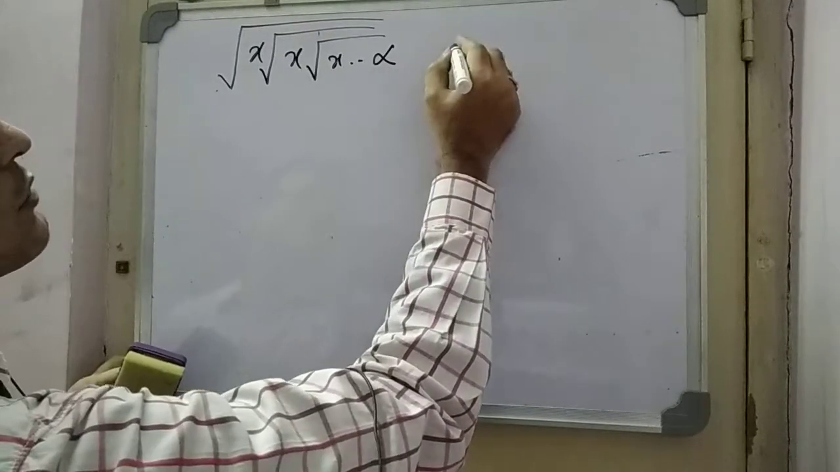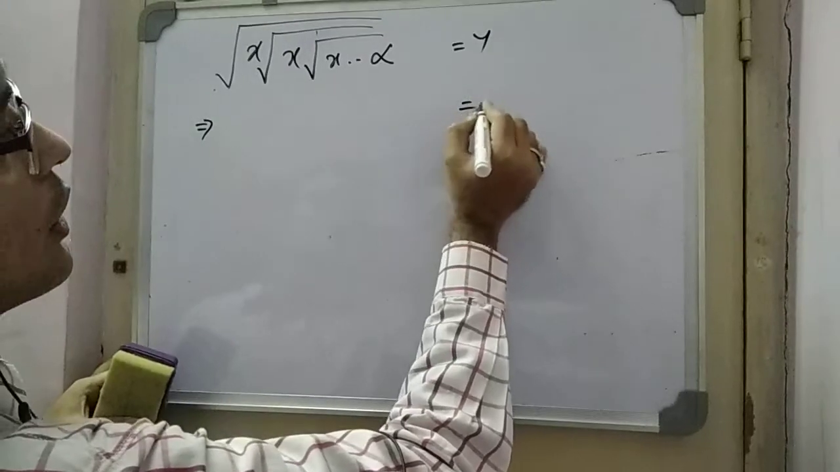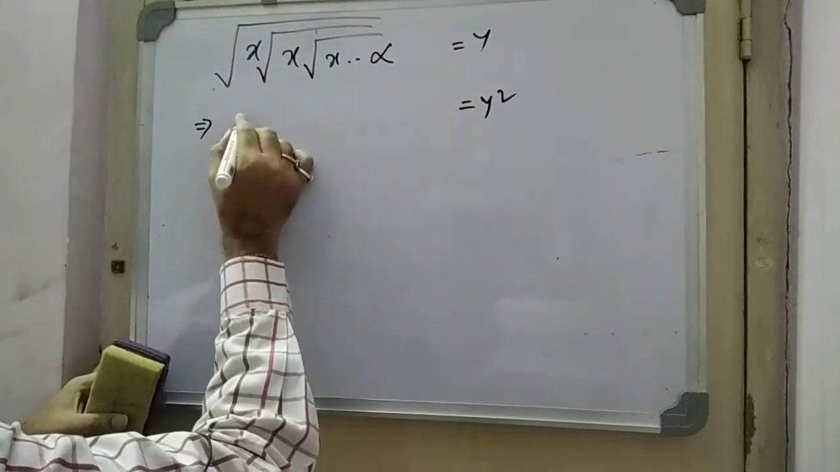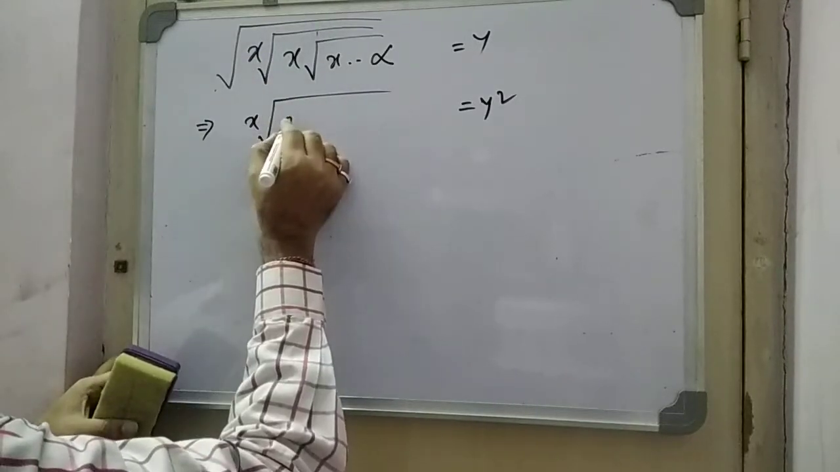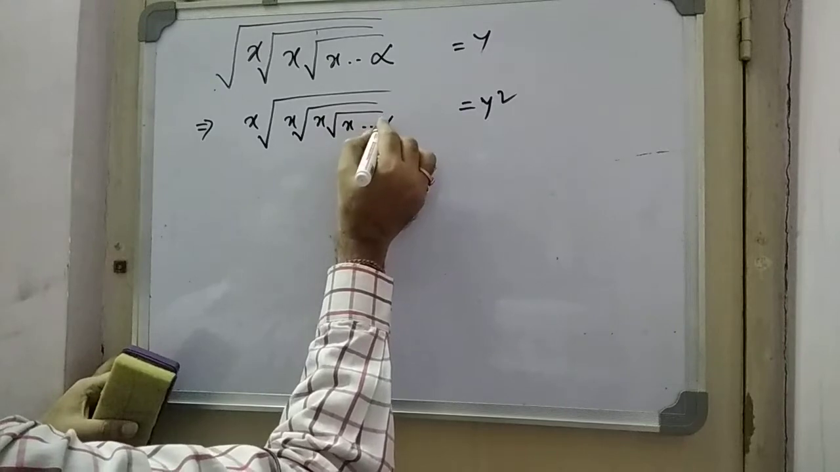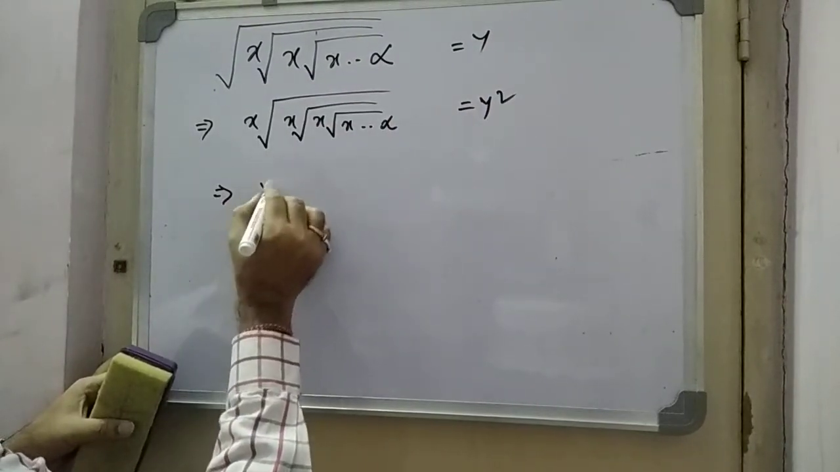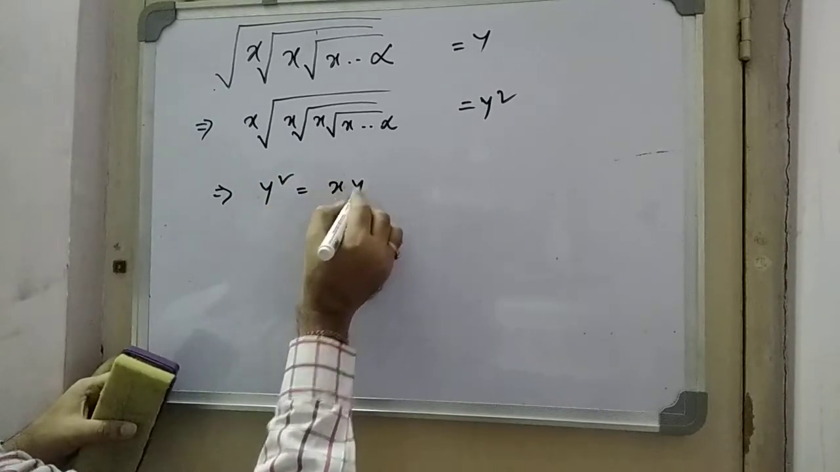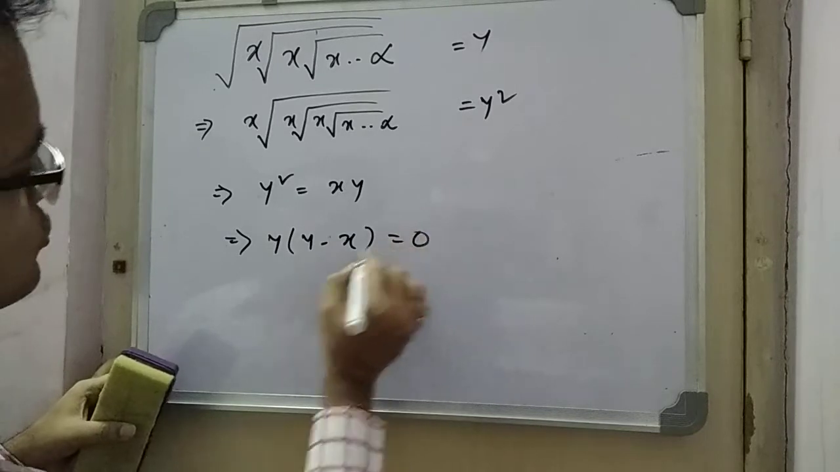What is the value of this one? So I will consider it as y. Now I will square it. Why am I squaring it? Because after squaring the outer x comes out and whatever is left inside is actually again y. So y square becomes xy. So y into y minus x equals 0.